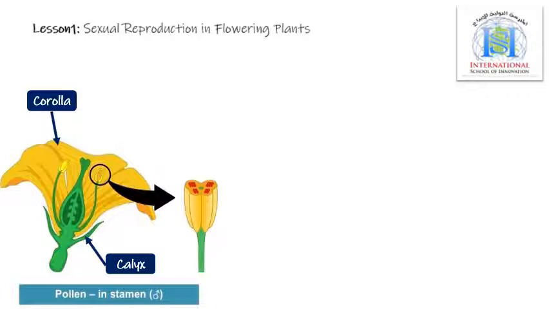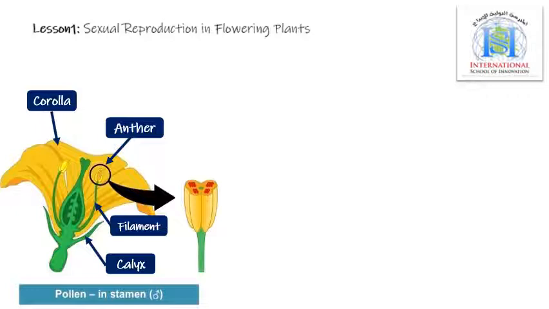Why is this flower classified as a perfect flower? Yes, because it shows both organs, the female reproductive organ and the male reproductive organ. The male reproductive organ, the stamen, is made of two parts. The filament is the stalk holding the anther. So the anther and the filament together form the stamen, which is the male reproductive part.